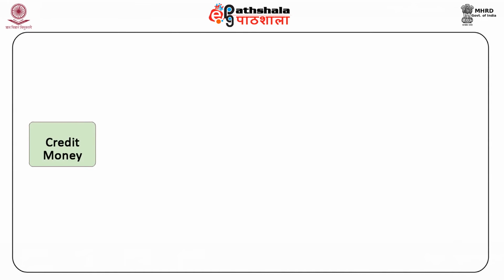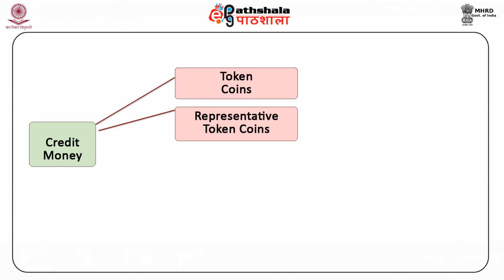The credit money or fiduciary money circulates on the basis of trust commanded by its issuers. This can be of 4 types. First, token coins are coins of small denomination, like 50 paisa or 1 rupee in India. They are a small proportion of money supply. Second, representative token coins are a receipt of token coins and are usually made of paper.